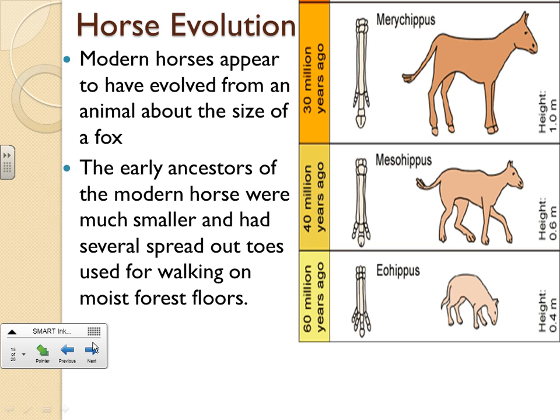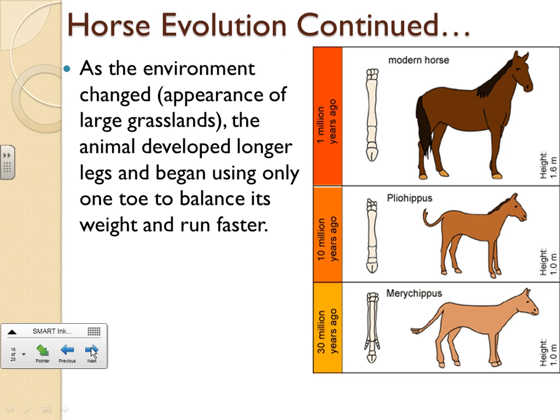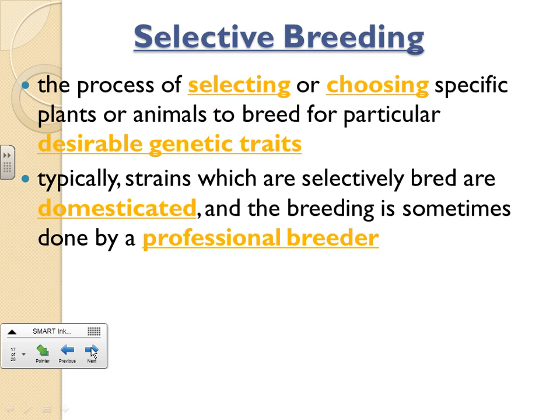And as the environment changed, when we started to have the appearance of large grasslands, the horse had to adapt to its environment. So due to variations in its traits, over millions of years, the animal developed longer legs and began using only one toe to balance its weight, and therefore it could run faster and escape predators out on the grasslands. Natural selection is caused by changes in the environment, and adaptations to the environment.